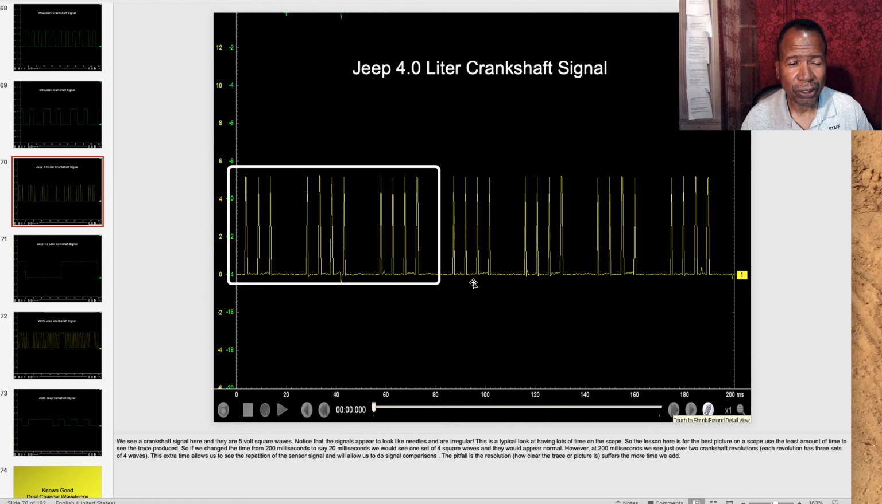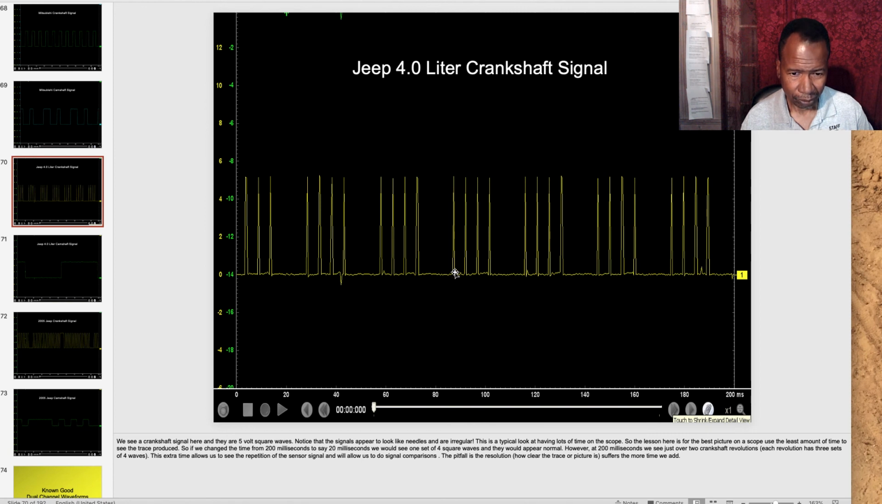Now there's actually 2 crankshaft revolutions here. One revolution is 3 sets of 4. So right here will be 1 revolution, and another revolution. So this is actually 2 crankshaft revolutions. Again, a revolution is 3 sets of 4 squirrel waves. They're like needles, but they're actually squirrel waves, digital signals. It's just the time base is increased to make it look like this. Again, a known good signal.